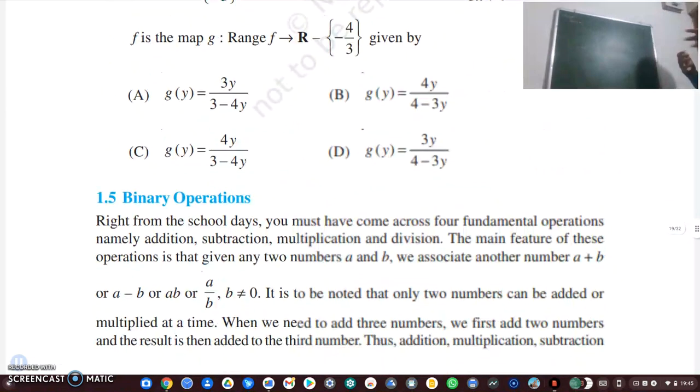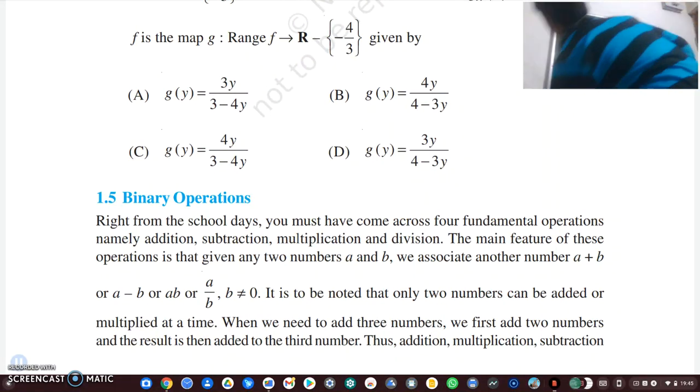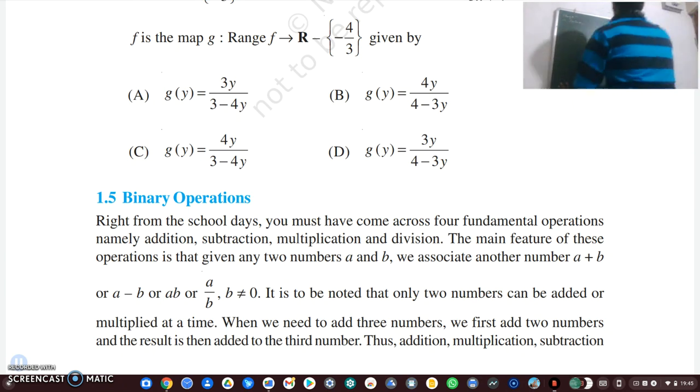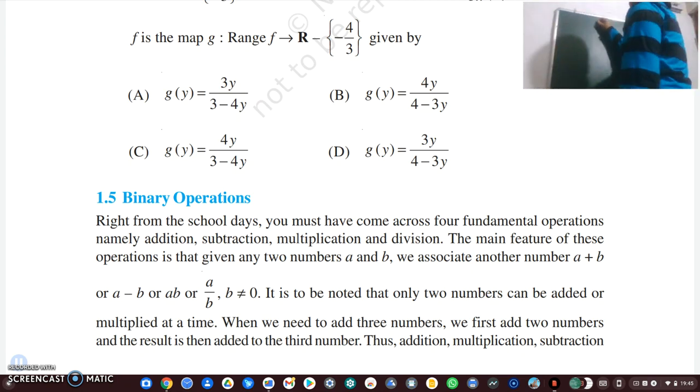Now we have studied many types of functions, but are binary operations functions? No. Binary operations are a separate thing from functions, very much separate from functions. We should binarily operate on that set. So, binary operations.